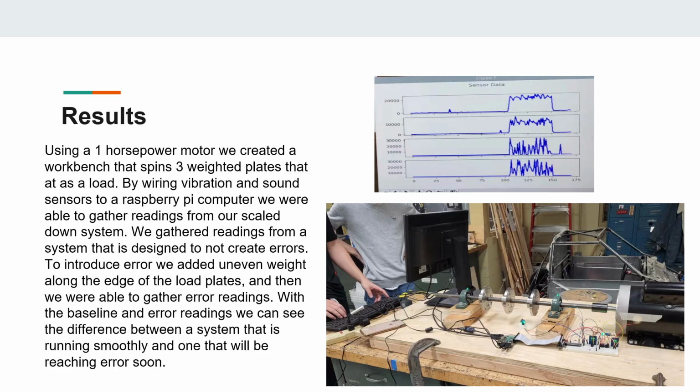So we did reach our goal, and hopefully if we scaled up our project, we would be able to see it in any sort of power plant and we'd be able to limit the probability of a catastrophic failure that we would not be able to detect early.